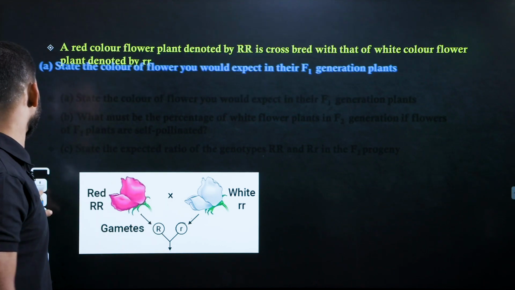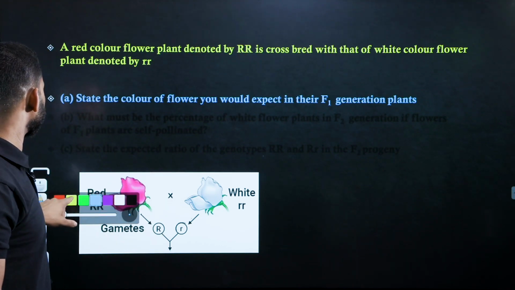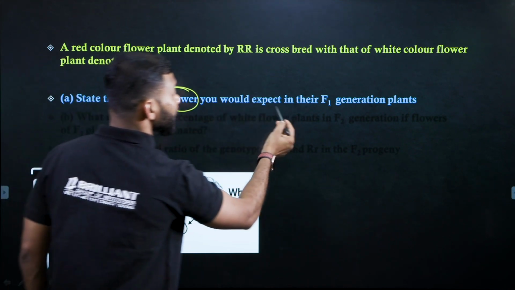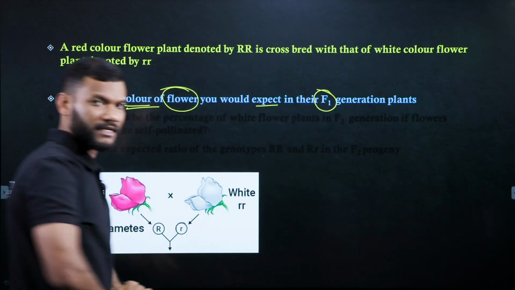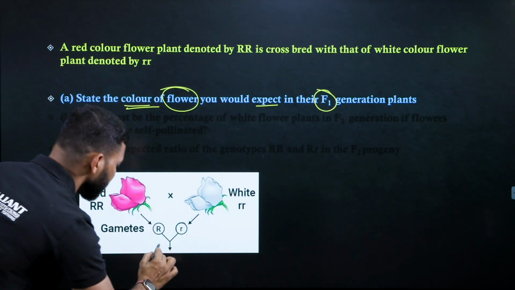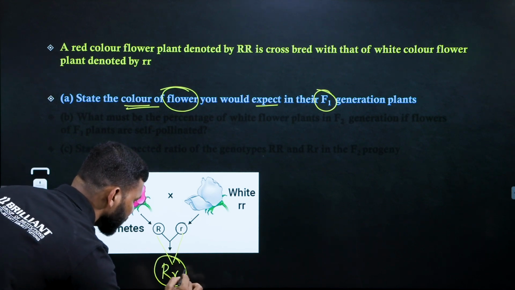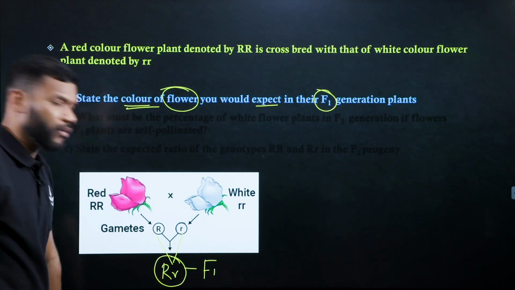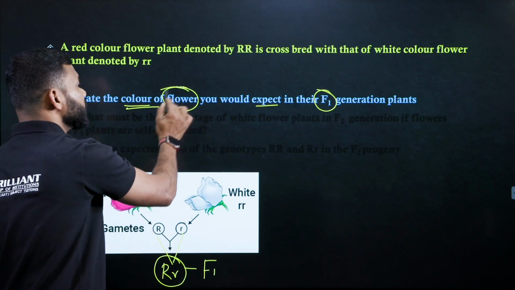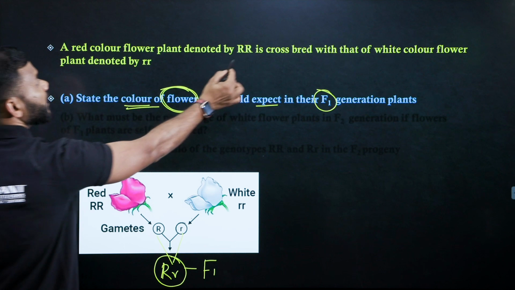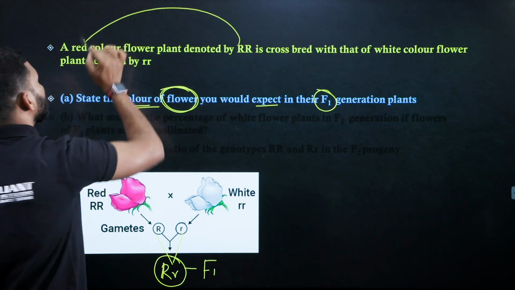Let us see the first question here. The first question says: state the color of the flower you would expect in the F1 generation. Now, in the F1 generation, what did we finally get? From here, capital R and small r, right? This is the F1. Can you tell me what will be the color of this one? Capital R is there, so what is capital R for? Capital R is for red color.